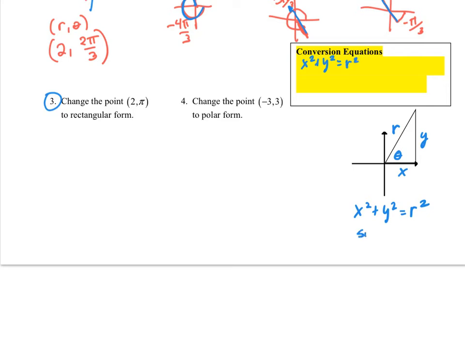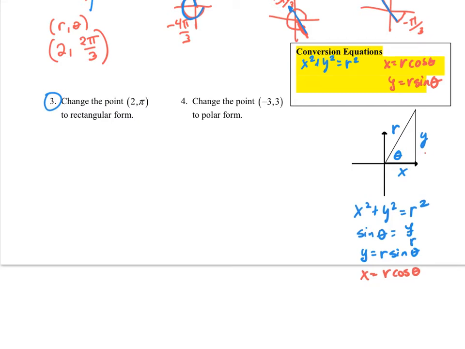Another one is that we know that the sine of theta is equal to the opposite over the hypotenuse. So if I want y, I'm going to solve for y. Y is equal to r sine of theta. In a similar manner, you're going to get x is equal to r cosine theta. So those are two more that you want to have here. X is equal to r cosine theta, and y is equal to r sine of theta.